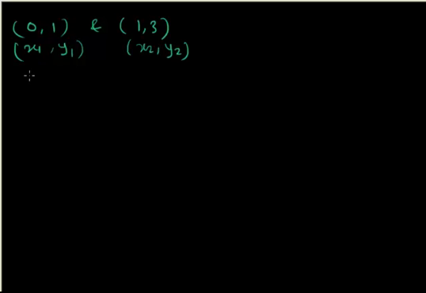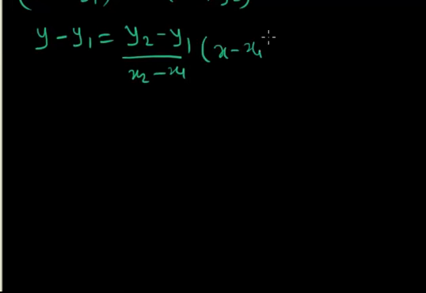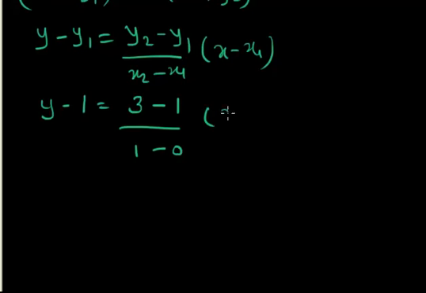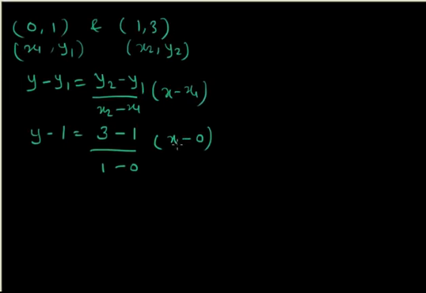If I want to write the 2-point form, it is given by y minus y1 equals (y2 minus y1) over (x2 minus x1), times x minus x1. So I'll just substitute the values of x1 and y1. y minus y1, which is 1, equals y2, 3, minus y1, 1, over x2, 1, minus 0, times x minus x1, 0. This is the 2-point form corresponding to the given equation.